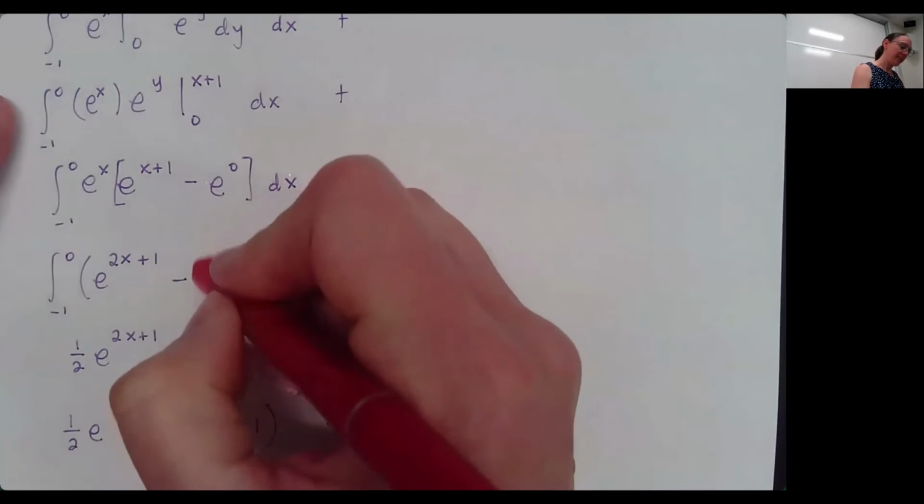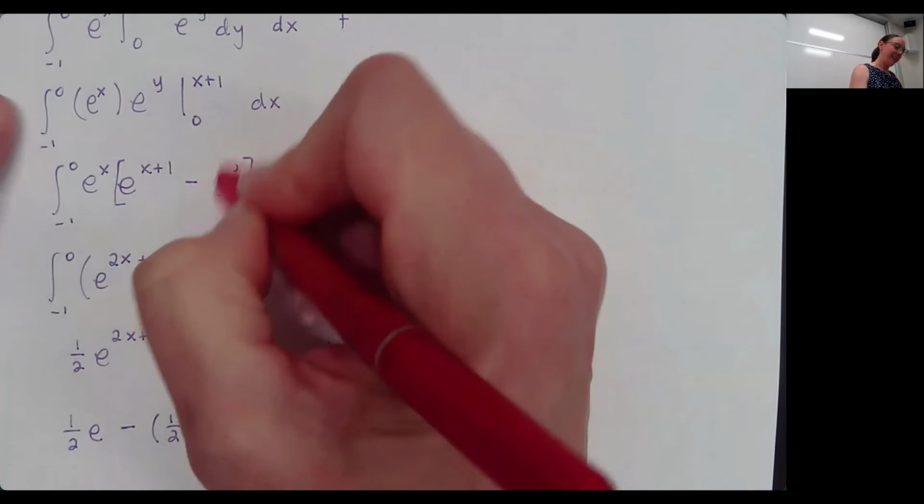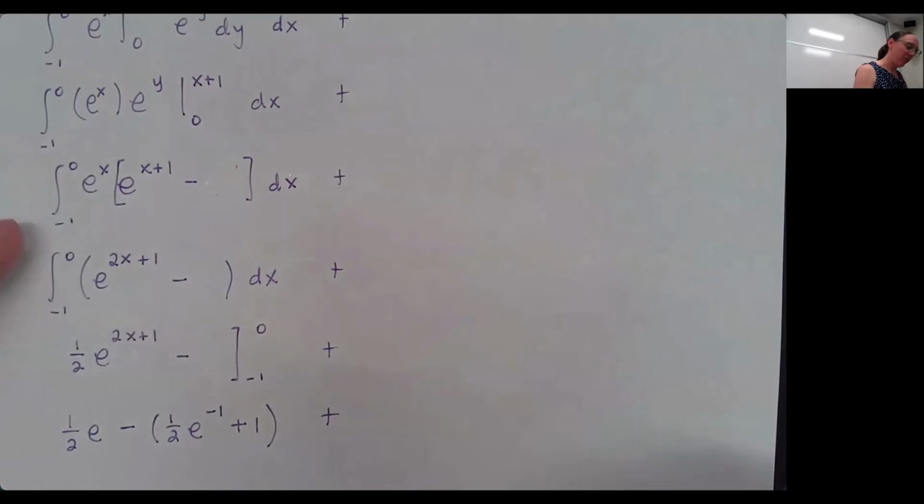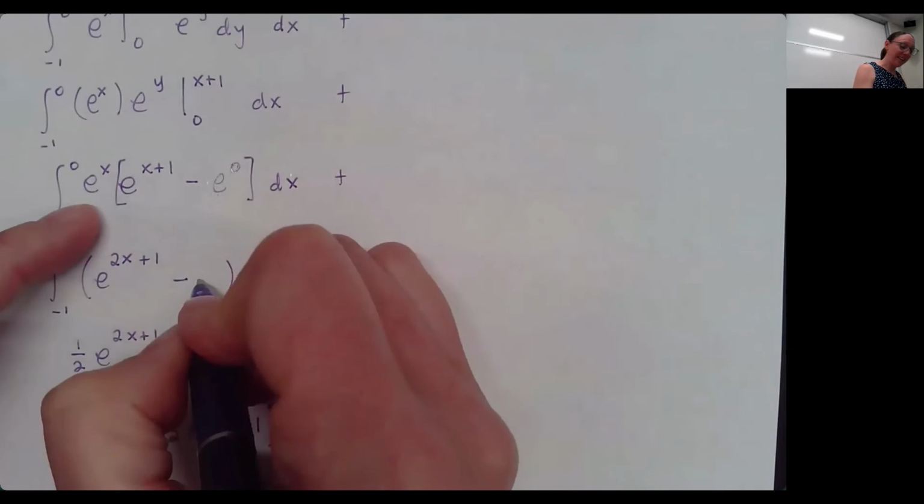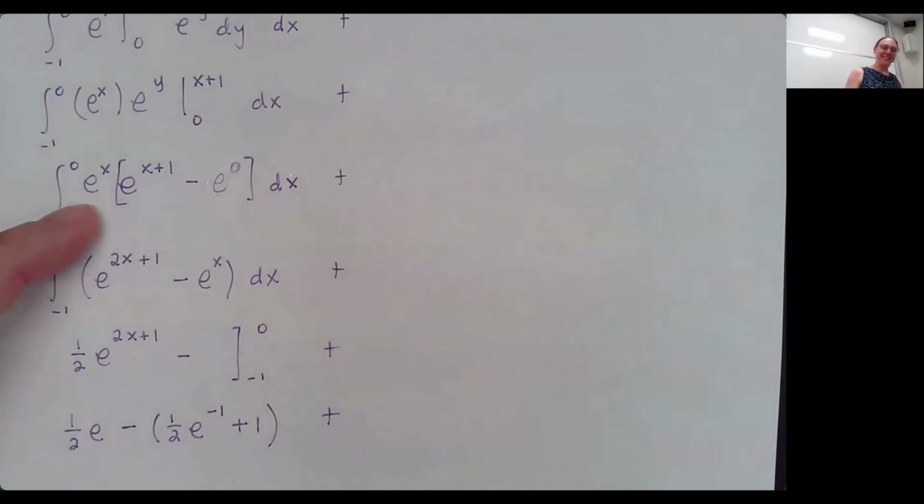Cool. Yes, that is a 1. And actually, I'll leave that as e to the 0. But I needed to distribute that e to the x, and I totally missed distributing that e to the x. Does that look better? Cool.